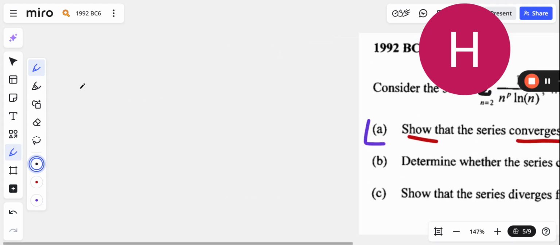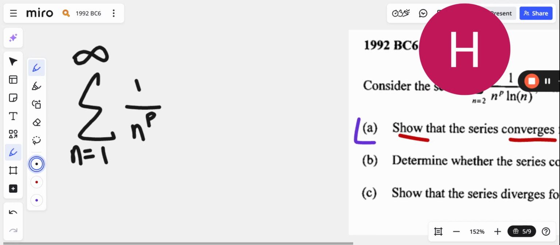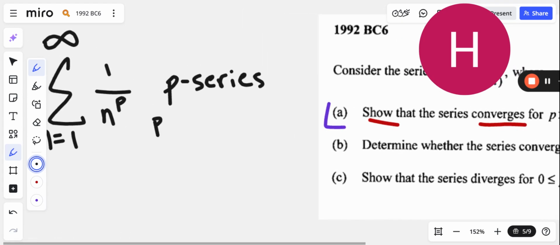Because if you remember, this series here, oops, 1 over n to the p. This is convergent. This is called a p-series. And this is convergent for any value p greater than 1. And that's the condition that we have.